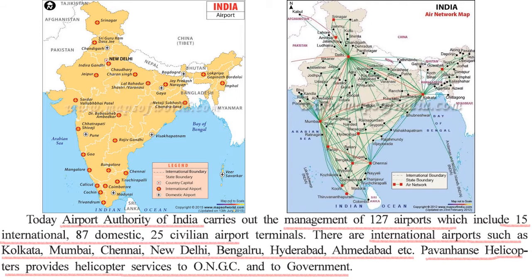Today, the Airport Authority of India carries out the management of 127 airports, which include 15 international, 87 domestic, and 25 civilian airport terminals. There are international airports such as Kolkata, Mumbai, Chennai, New Delhi, Bengaluru, Hyderabad, Ahmedabad, as you can see in the map. Pawan Hans helicopters provide helicopter services to ONGC and to the government.